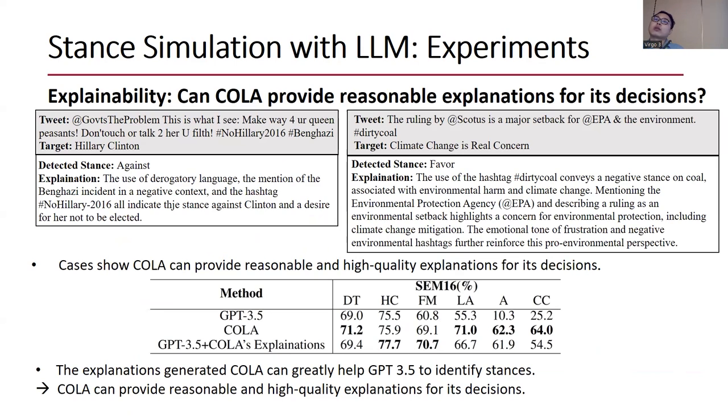We want to answer the question: can the CoLab framework provide reasonable explanations for its decisions? The cases show that CoLab can provide reasonable and high quality explanations for its decisions. We also did some quantitative analysis and evaluation on the explanation results. We used the generated explanations to help GPT 3.5 identify stance better. It means if we just use the explanations generated by our agents as context for the GPT 3.5 agent, performance improved significantly. So the explanations for the stance prediction in the decision are reasonable and high quality.